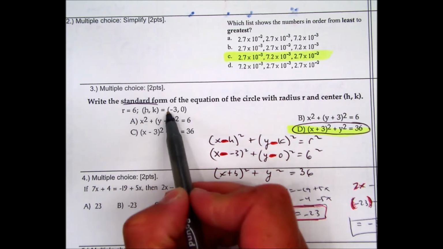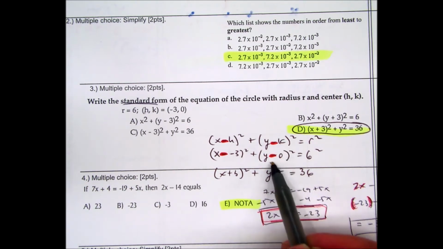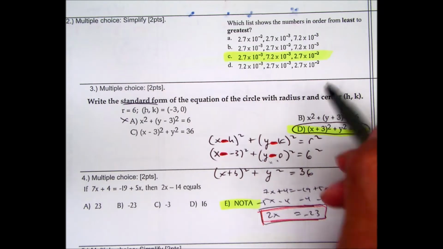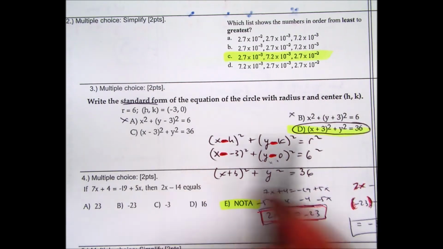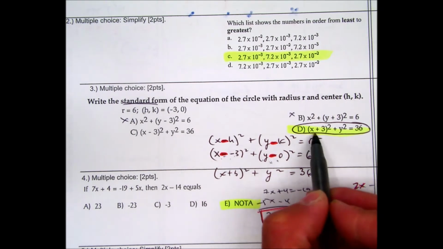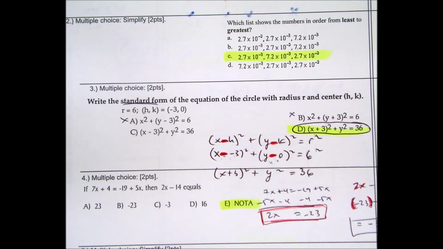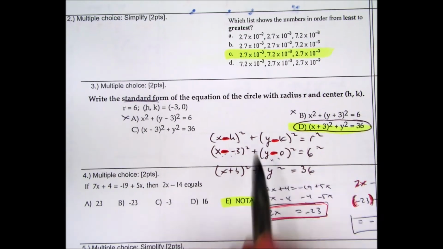So if your h value is negative 3, and your k value is 0, you don't have to write the 0 here, so this is just y squared. That eliminates A and B, so your choices are between C and D. Then here, this is the opposite of negative 3, which is a plus 3, which would be D. 6 squared would be 36, right? Your r value is 6 there. So be careful of that negative sign.